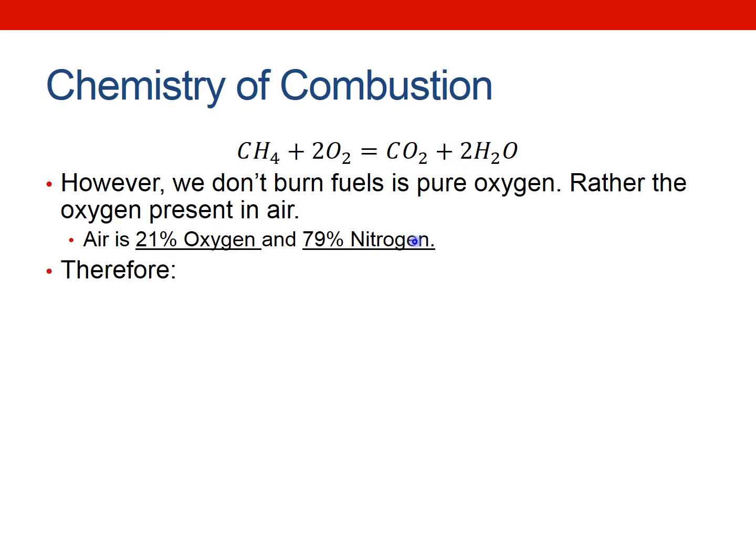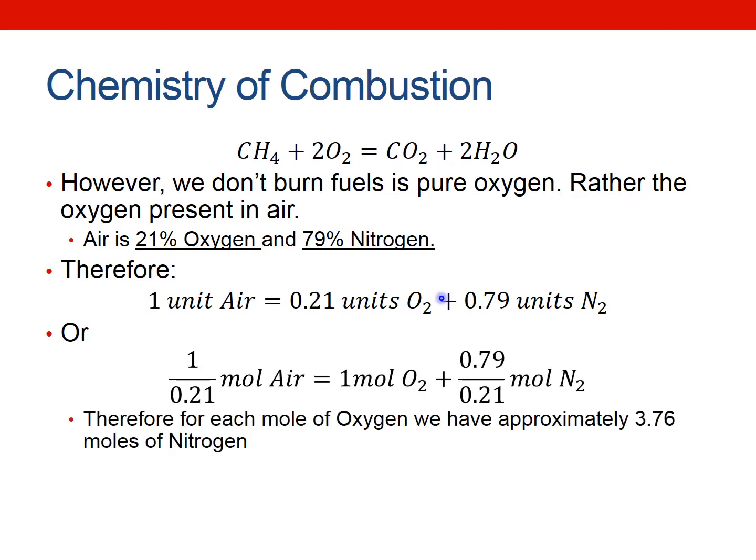So therefore, we're not burning pure oxygen. So if we say that 1 unit of air has 0.21 units of oxygen and 0.79 units of nitrogen, we can say that if we divide through by 0.21, basically saying 5 units of air has 1 mole of oxygen and 79 over 21 units of nitrogen.